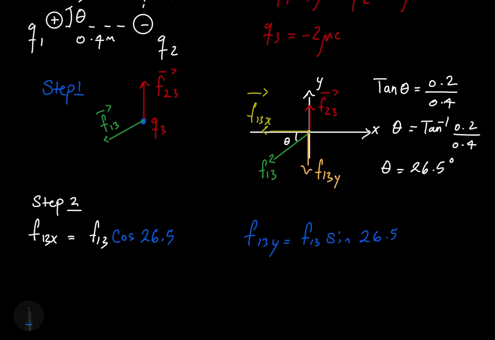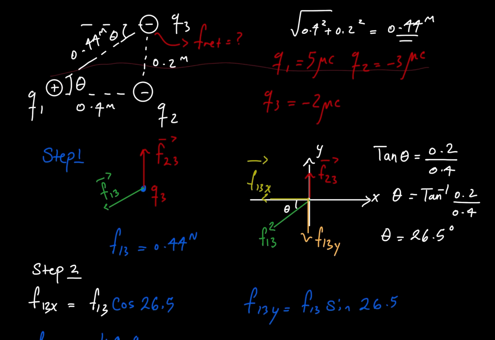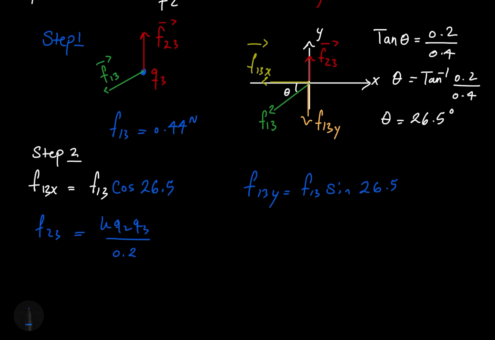Now, you can go ahead and calculate F1 on 3, but the value of F1 on 3 is simply going to be 0.44 newtons if you put it in the formula. And the value of F2 on 3 can also be found using Coulomb's law again. So F2 on 3 is going to be k times Q2, Q3 over the distance, which is between the second charge and the third charge, and that's 0.2 meters. So 0.2 squared. If you calculate this, the value should be 1.35 newtons. Okay, now that we know this, we can go ahead and find the sum of the forces, or the net forces.